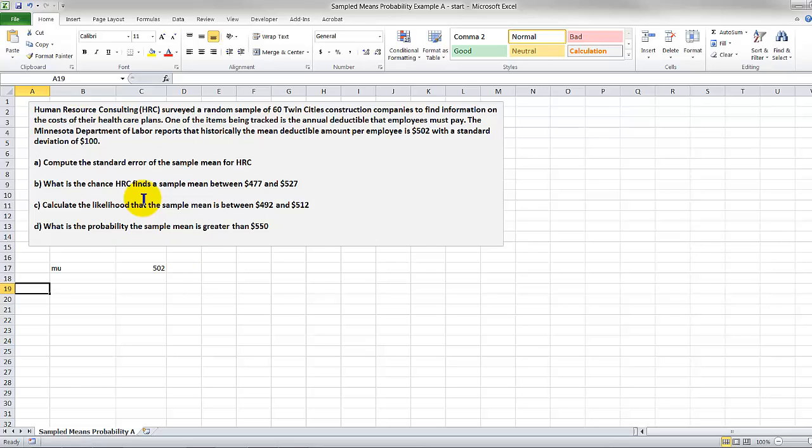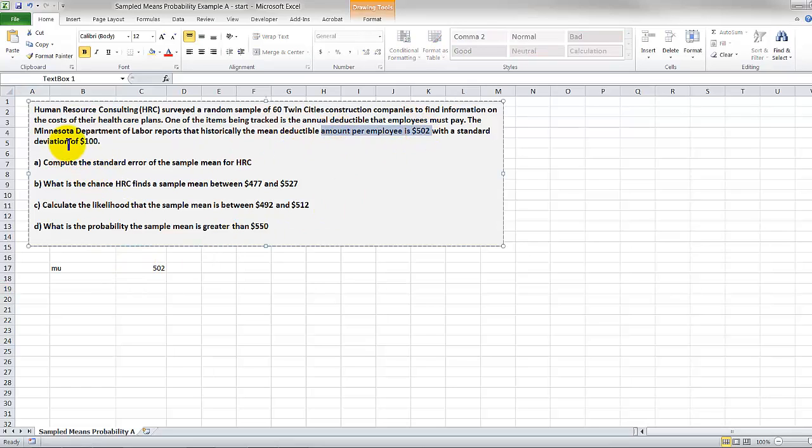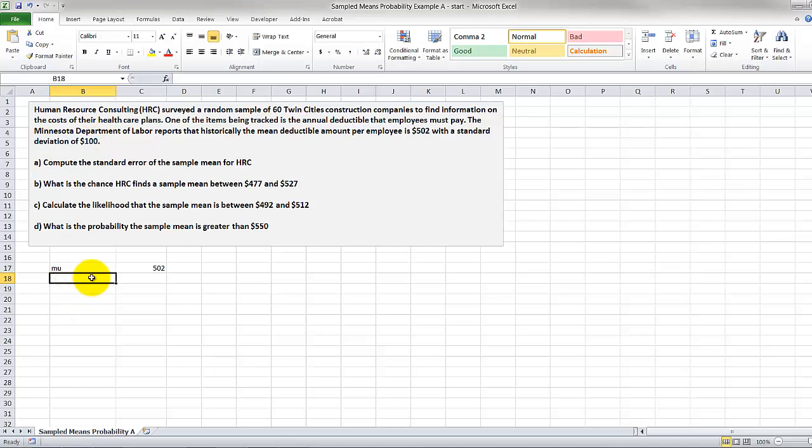We actually have another set of information in this problem that's relevant, so let's not just stop at 502. Let's document the standard deviation. I'm going to write that as population standard deviation, and that is going to be 100. We have the sample size n as 60, so we have all of these values to work with. This is basically explaining the shape of our distribution.